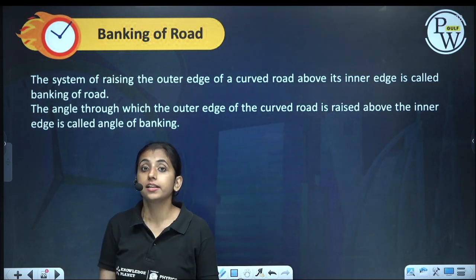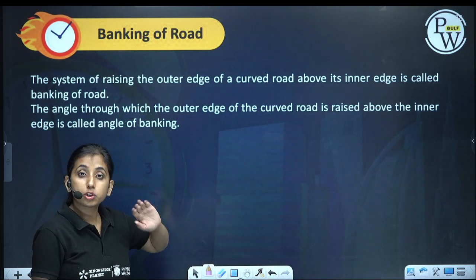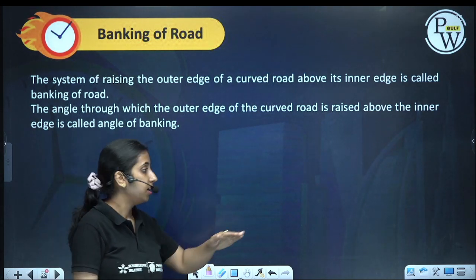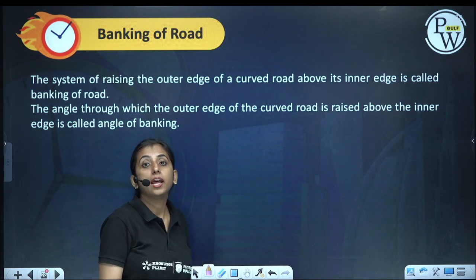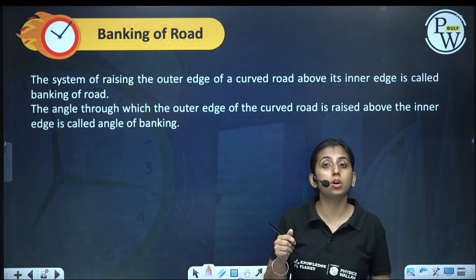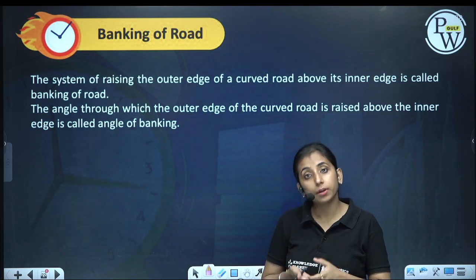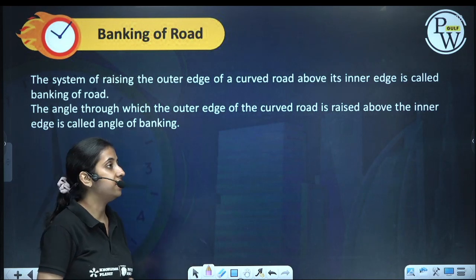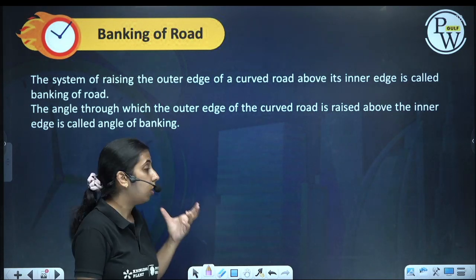What we did is, along with friction we added a component of the normal reaction. If we bank the road, then a component of normal reaction comes towards the center of the circular path, due to which centripetal force increases, hence the limit of the speed also increases. This is called banking of road.